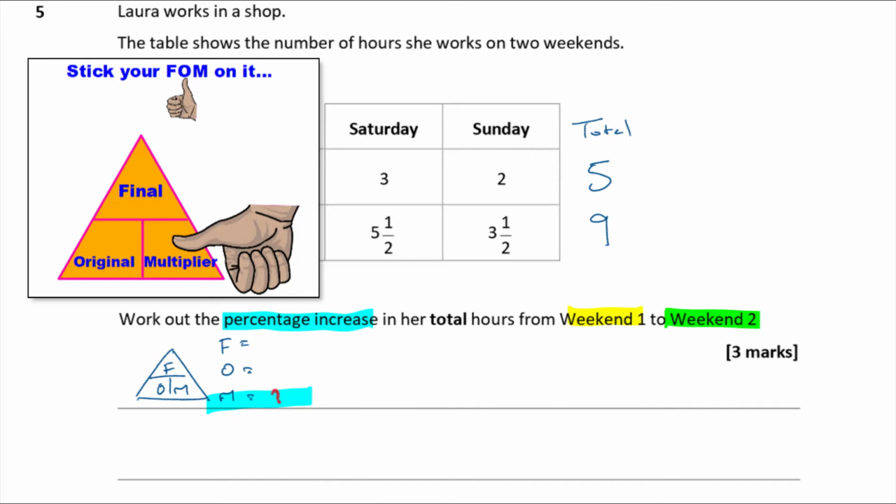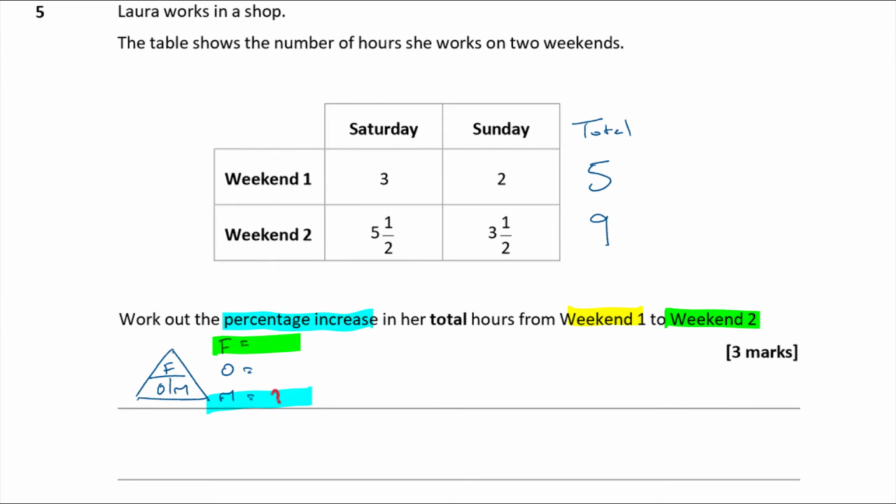Okay, now the final is the amount after the percentage increase has taken place. So here week 2 happens after week 1, so the final is going to be the week 2 amount, which is 9 hours, isn't it?